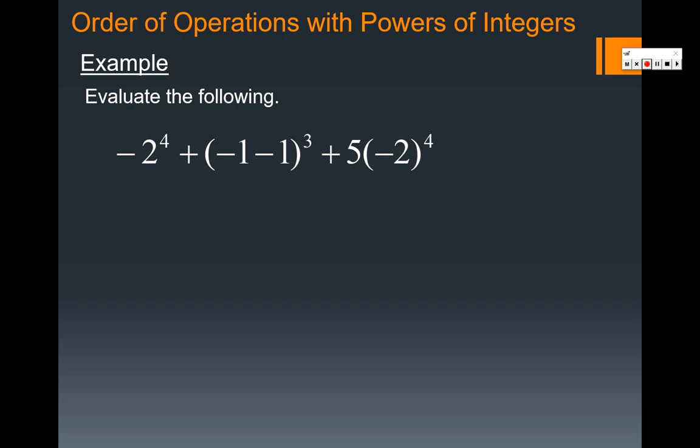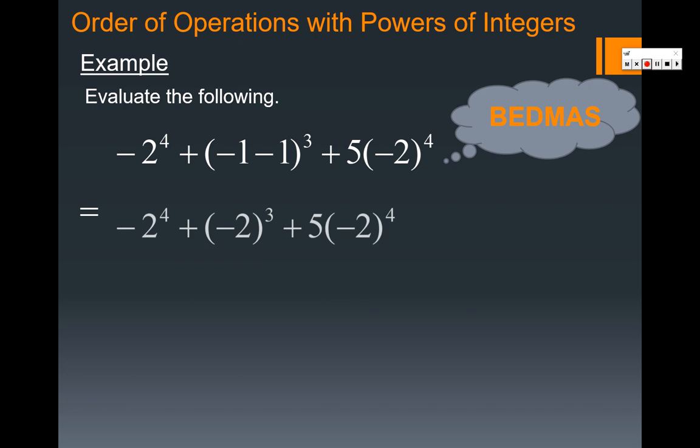Brackets. Is there something to do inside a bracket here? Yeah, right inside this bracket, negative 1 minus 1. And so we handle that right there. Negative 1 minus 1 is negative 2. Then, there's nothing else inside brackets to handle. Now I go after exponents, one at a time. This first one, negative 2 to the power 4. Will it come out positive or will it come out negative?